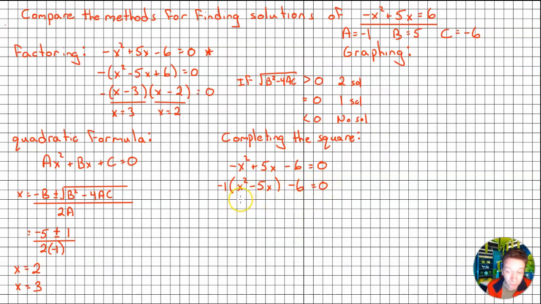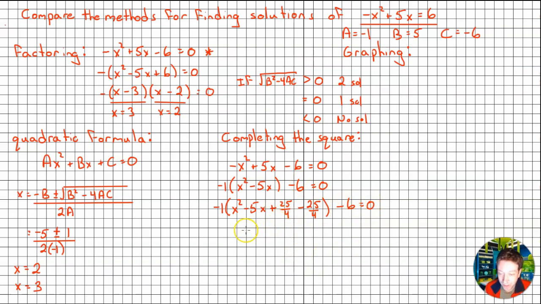Okay, so now what we have to do is take that negative 5, divide it by 2, so we get 5 over 2, and then square it. So that gives us 25 over 4. It's not a nice number, but work with me here. So we have minus 1 times x squared minus 5x. Now we're going to add 25 over 4, and we're going to subtract 25 over 4. And then we still have this minus 6 here.